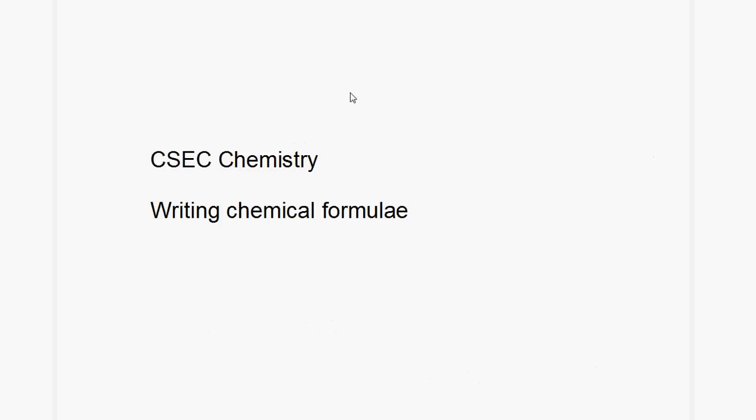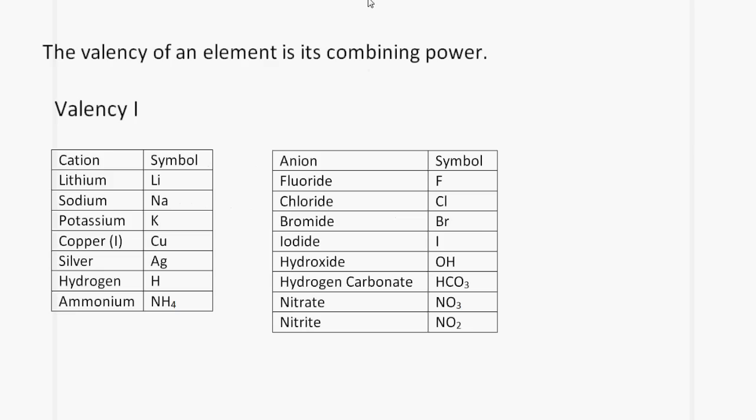Today we are going to be looking at writing chemical formulae. Now the valency of an element is its combining power. At O levels you need to learn several valencies. For example, under valency 1 we can have either cations or anions.